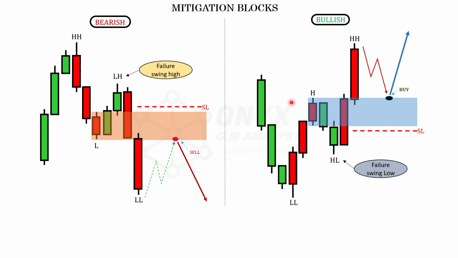Now here we have what we call a mitigation block. Let me explain to you what it means. The market rises, forms a higher high, drops, forms a low, goes back up, forms a lower high, and then it drops. As the market went up, there was the last bearish candle here, in as much as there's the last bullish candle there. So we can say that we had a bearish order block there, and a bullish order block there, and now the market is playing in between.